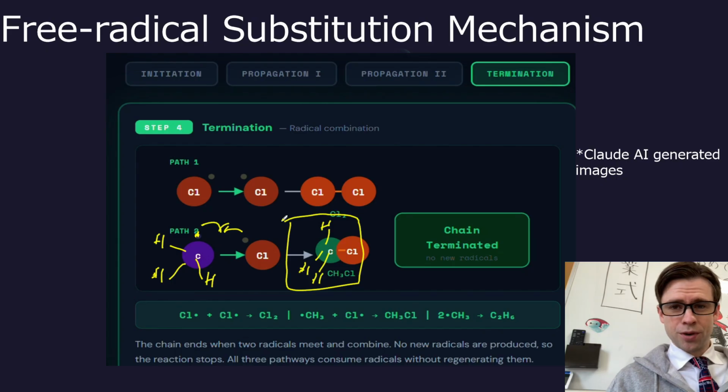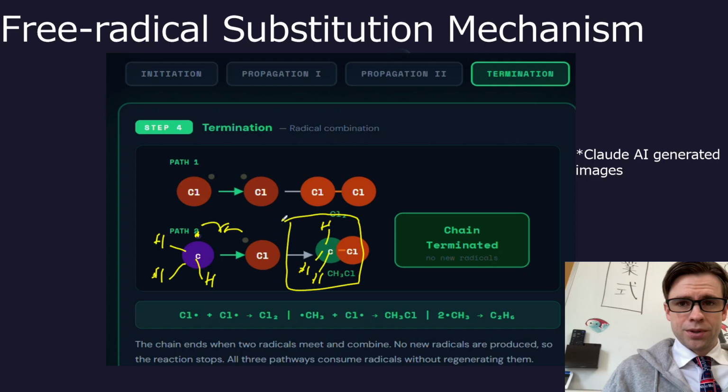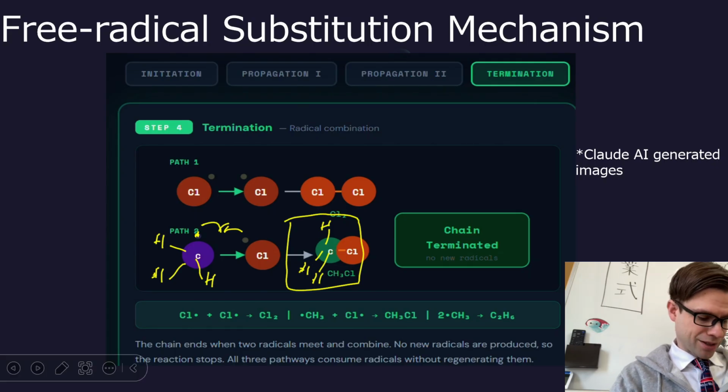But the thing is, this will remove radicals. So if this happens too much, it will stop our reaction from proceeding and we won't get much more yield out of this. So this termination step tends to happen as the concentration of radicals increases or reaches some plateau. And eventually the reaction will slow down and stop once we run out of halogen radicals and alkane radicals. But this is how we produce halogenoalkanes.